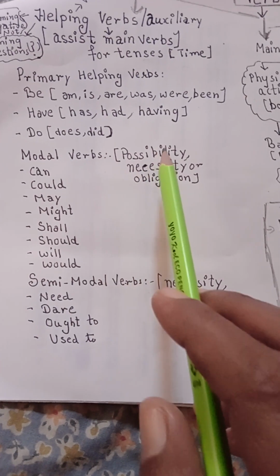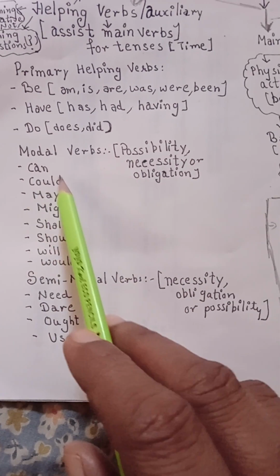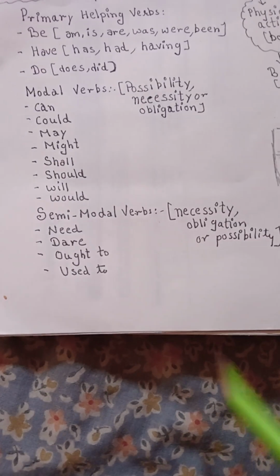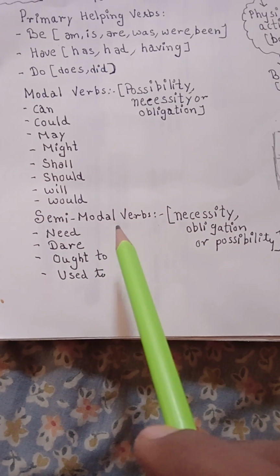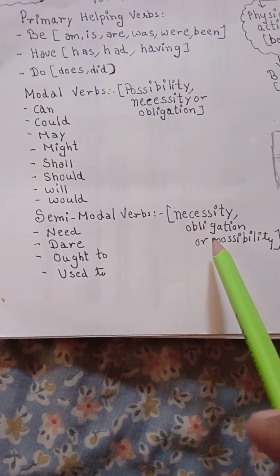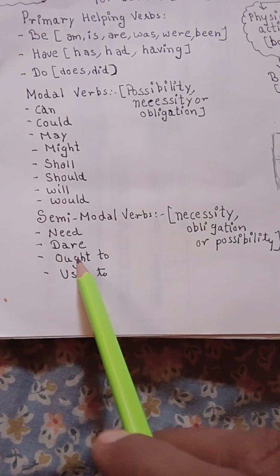used for possibility, necessity, or obligation: can, could, may, might, shall, should, will, would. Semi modal verbs, that are also used for necessity, obligation, or possibility: need, dare, ought to, used to.